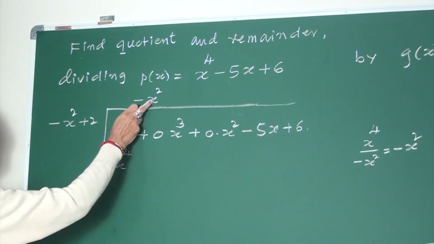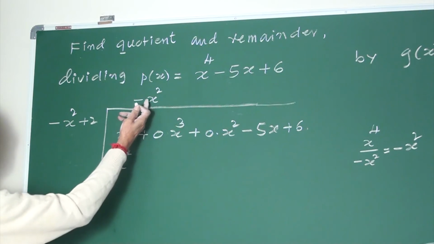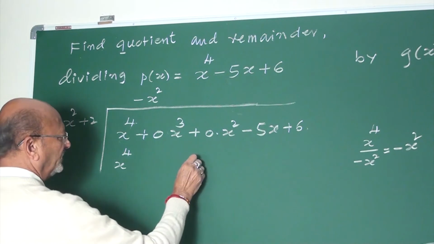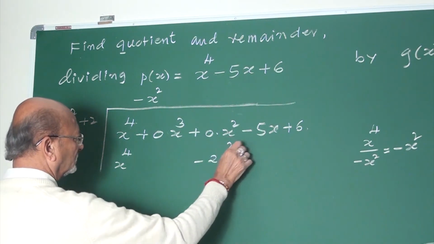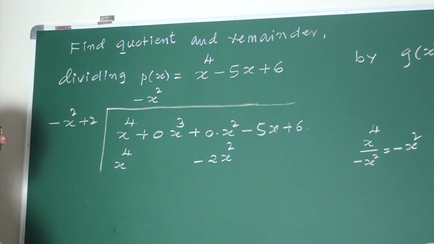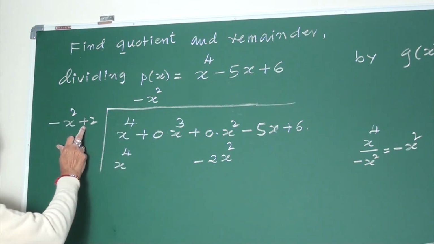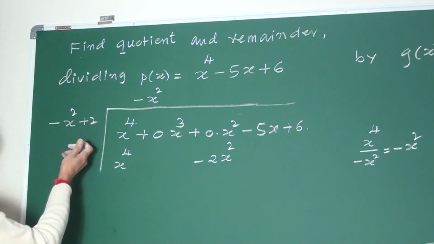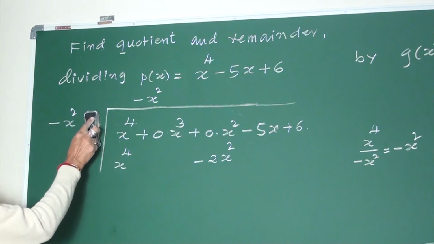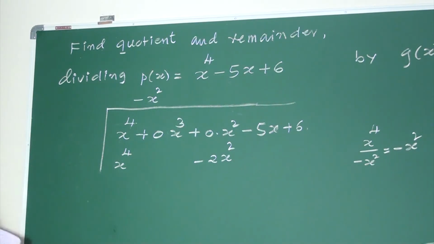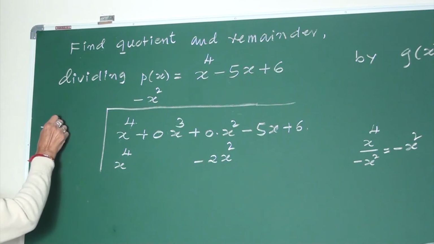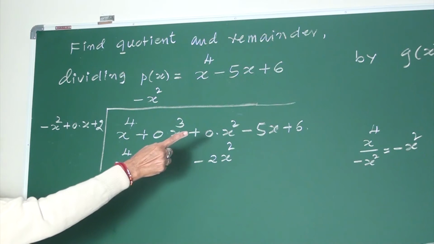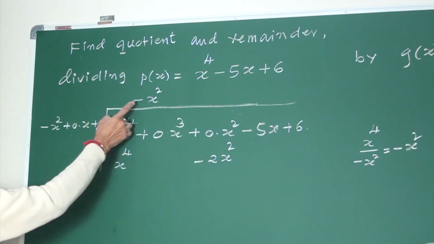Minus x squared into minus x squared is x to the power 4. If it is 0, what do you get? 0 itself, no need. So minus x squared into 2 is minus 2x squared, my friend. Minus x squared into plus 2 is minus 2x squared. Otherwise, when you write 0 here, that 0 into x you will write. This is minus x squared plus 0 into x plus 2. This is plus 2. Yes.